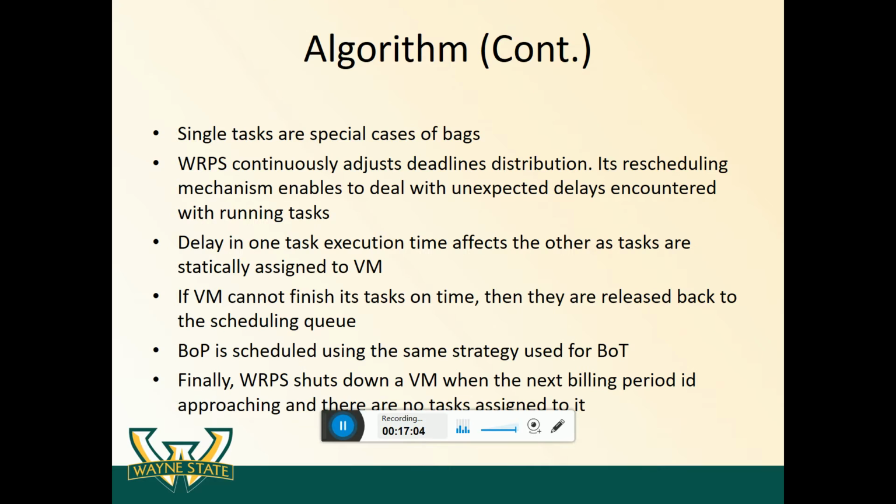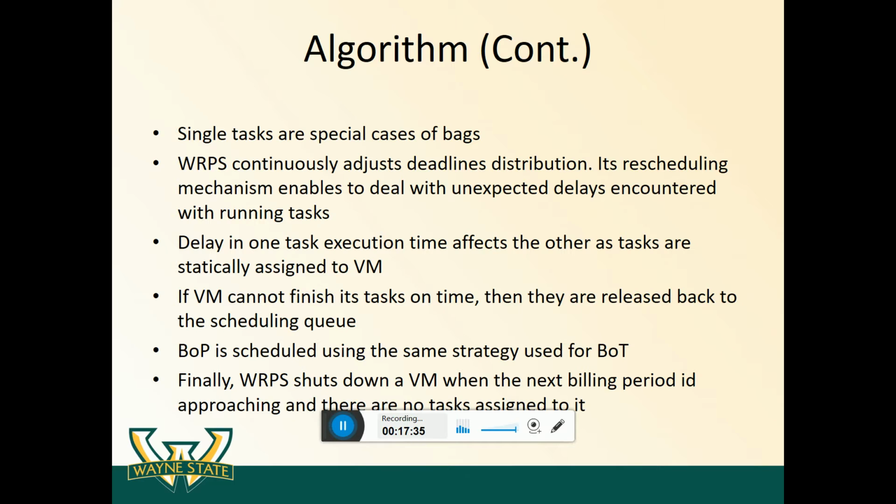WRPS continuously adjusts the deadline distribution. Its rescheduling mechanism enables it to deal with unexpected delays encountered with running tasks. A delay in one execution time affects the other tasks that are statically assigned to the VM. If a VM cannot finish its task on time, the tasks are released back to the scheduling queue.